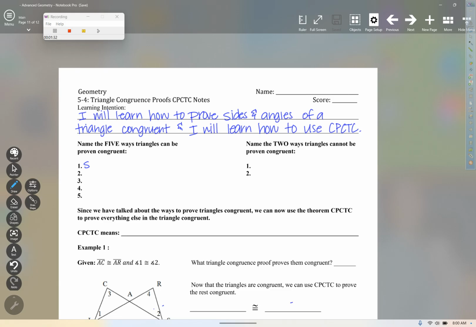And then the 2 ways that we can't prove triangles congruent are AAA, and the bad word, but I am going to write it backwards.